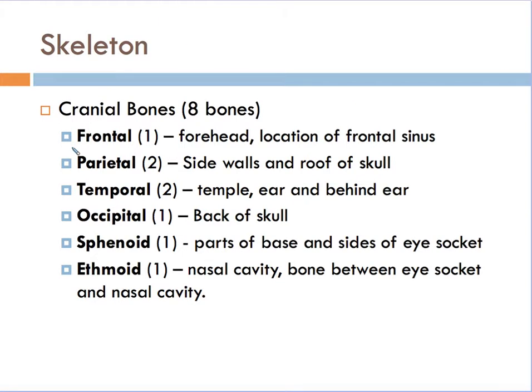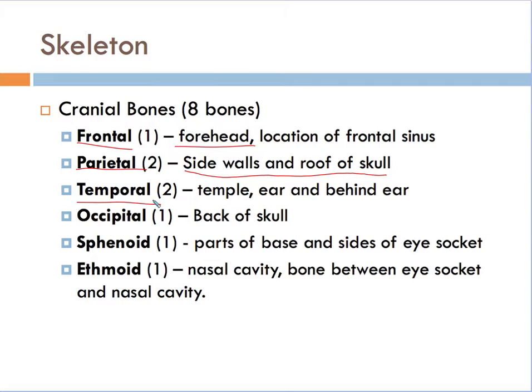For starters, we're going to name the bones of your skull and face. You have 8 cranial bones. You have a frontal bone, which is your forehead. You have 2 parietal bones on either side, protecting the top of your brain, top of your skull.